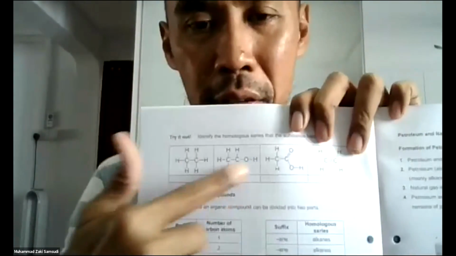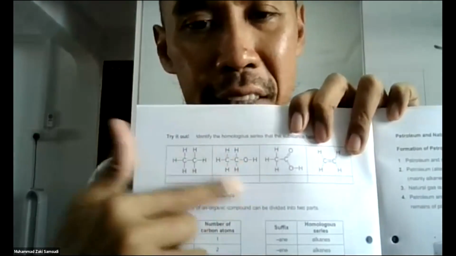Okay, let's try the last one, the alcohol, ethanol. The one that you use in your hand sanitizer and alcoholic drinks. Actually, for alcohol, this one we will learn once we are back face-to-face. I don't think I can cover alcohol for this holiday.